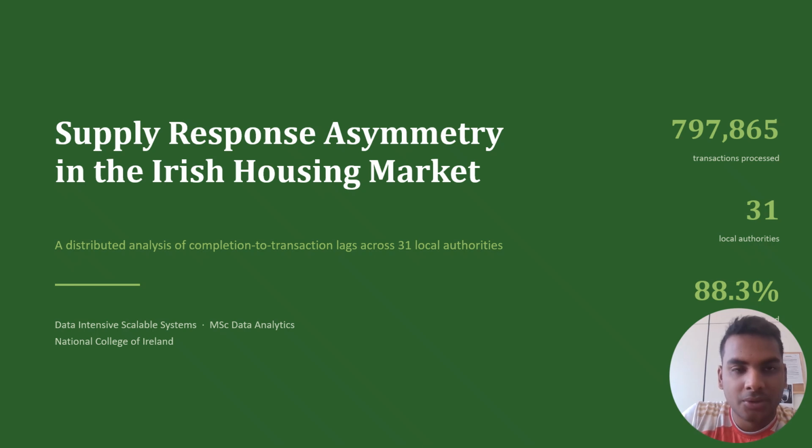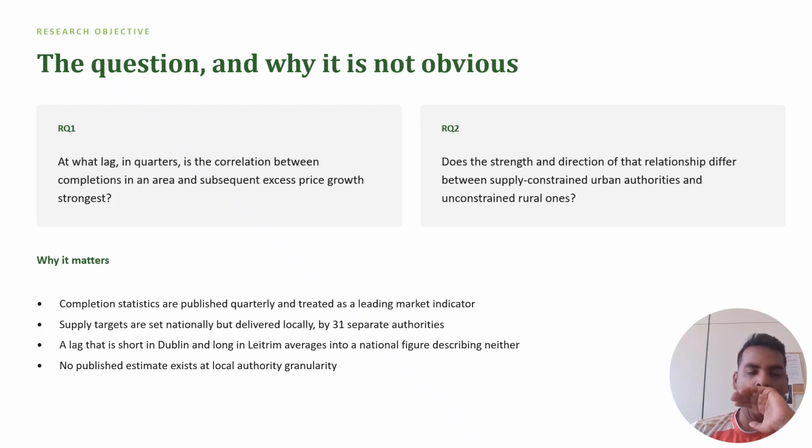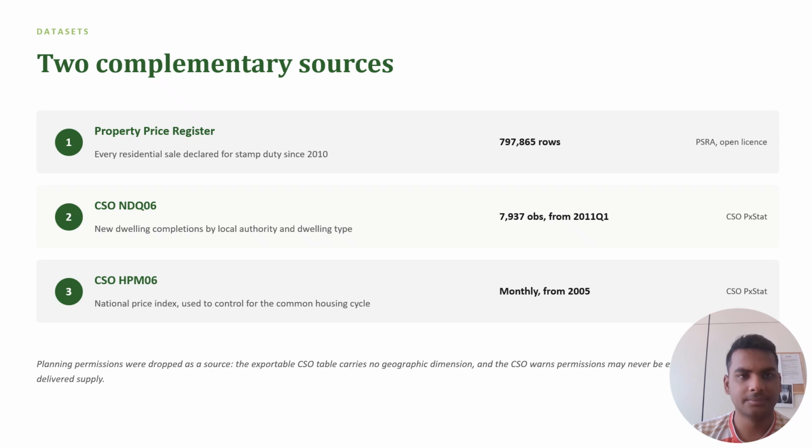I have analyzed almost 8 lakh residential transactions across Ireland and linked them with housing completion data from all the 31 local authorities. I have two main questions: at what lag is the relationship between housing completion and price growth strongest? And second, does this relationship differ between urban and rural areas? This matters because housing is delivered locally while targets are often discussed nationally, so different areas can respond very differently.